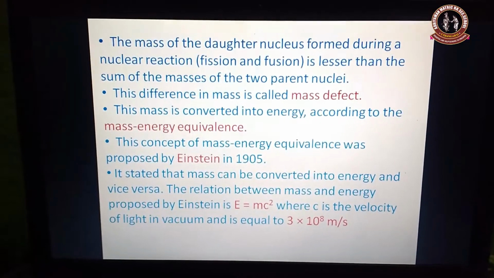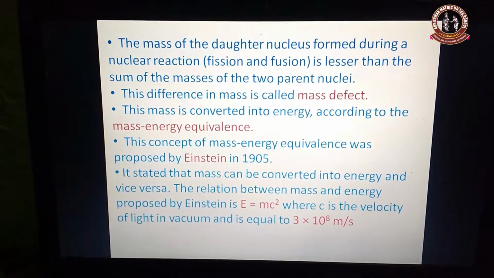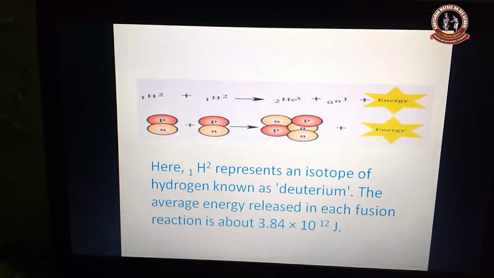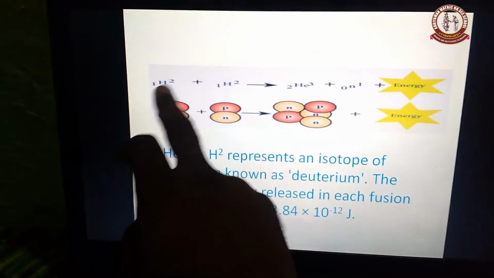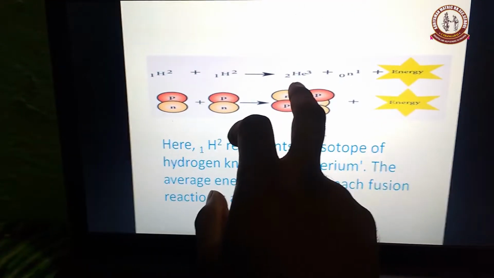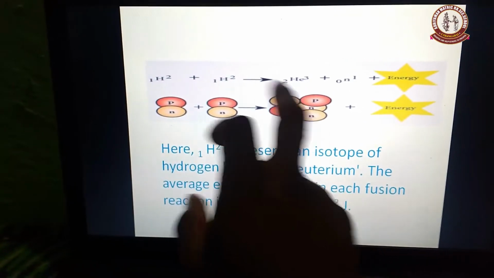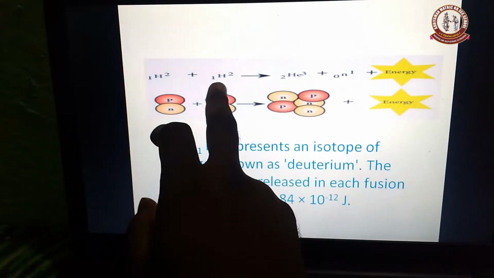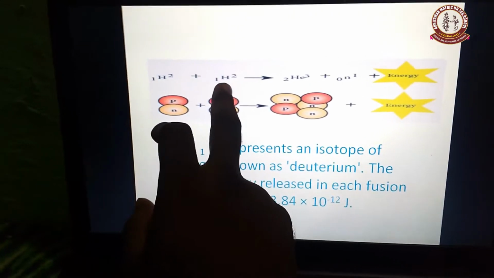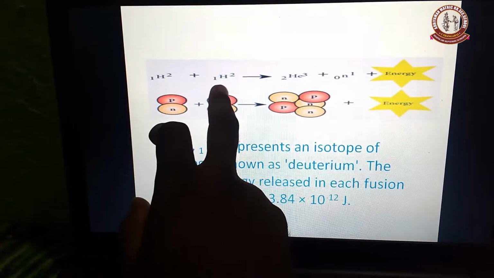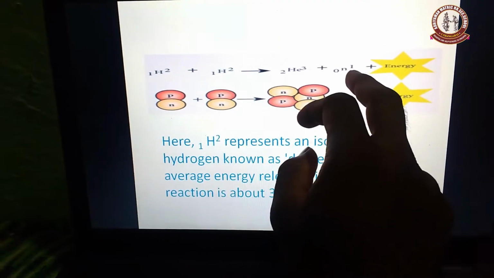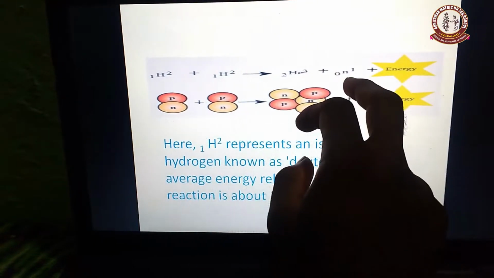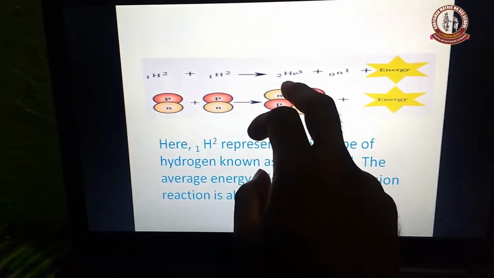So we already know about the parent nucleus and the daughter nucleus. Here, the left side of the reaction, 1H2 and 1H2, is called the parent nucleus, and the 2He3 is called the daughter nucleus. We combine the mass of one deuteron and the mass of the other deuteron, and these two masses together are the mass of the parent nucleus. The helium nucleus and neutron masses combined are called the daughter nucleus mass.